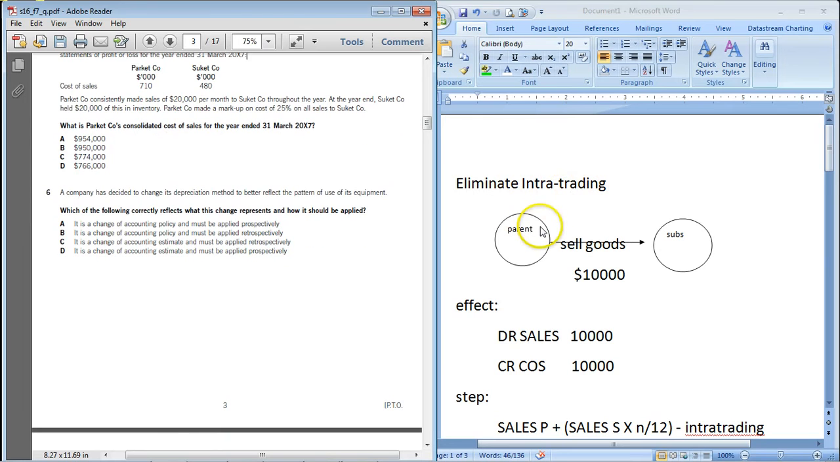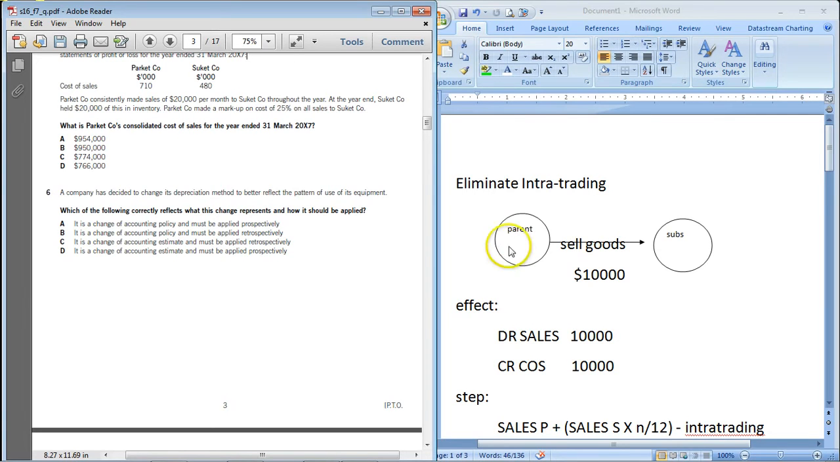All right, this is the explanation of what intra-trading is all about. It involves either parents or subsidiaries, vice versa. When parents sell goods to subsidiaries, it involves intra-trading. You are doing a transaction within the group. That means parents sell goods to subsidiaries, or subsidiaries sell goods to parents. So this is considered an intra-trading transaction. Whatever sales occurred within the group, among parents and subsidiaries, you have to eliminate the value in your financial statement later.